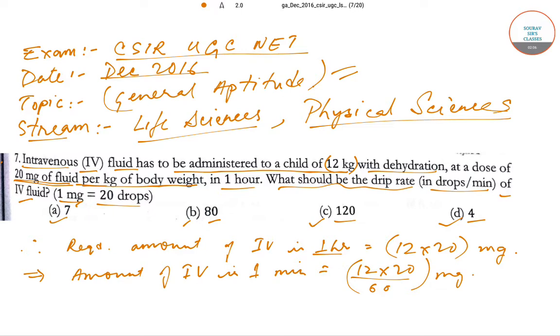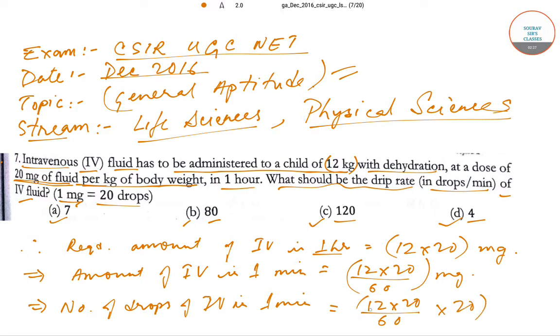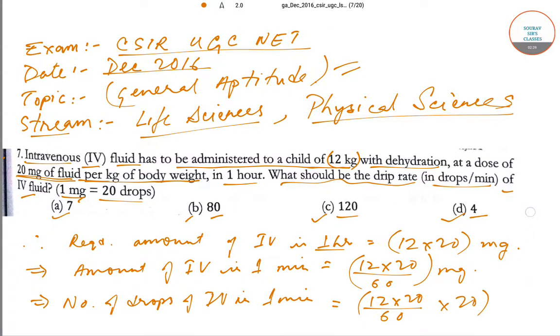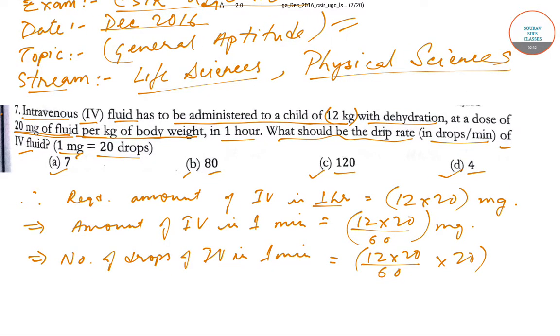So therefore number of drops of IV in 1 minute will be equal to 12 into 20 by 60, and since 1 milligram is equal to 20 drops, we multiply it by 20. So this is the number of drops of IV that we need to give in 1 minute. So upon cancellation, 20 will divide 60, there will be 3 will divide 12 and we'll get 4. So 4 into 20, there will be 80 drops. Number of drops in 1 minute is 80 drops.